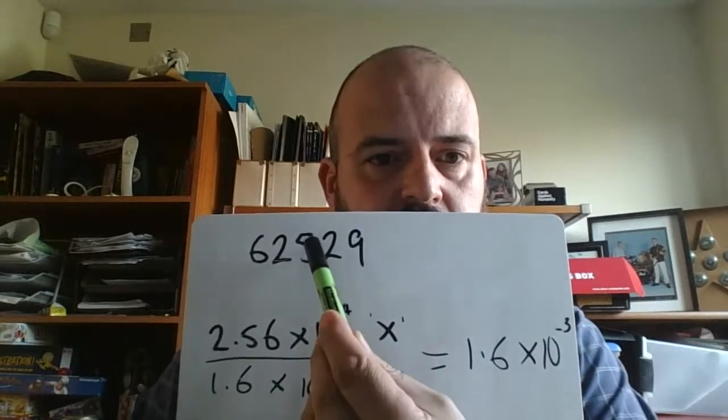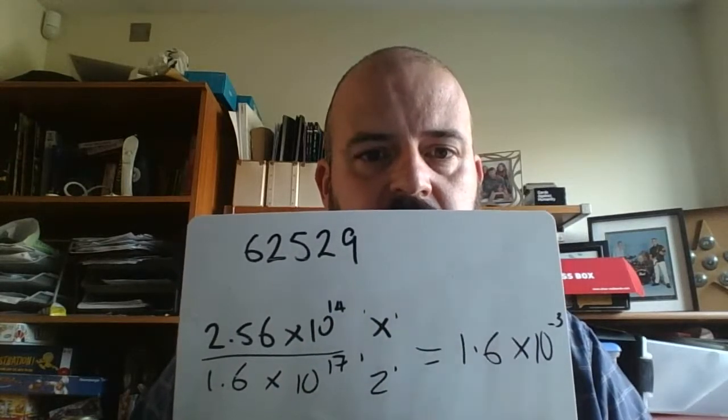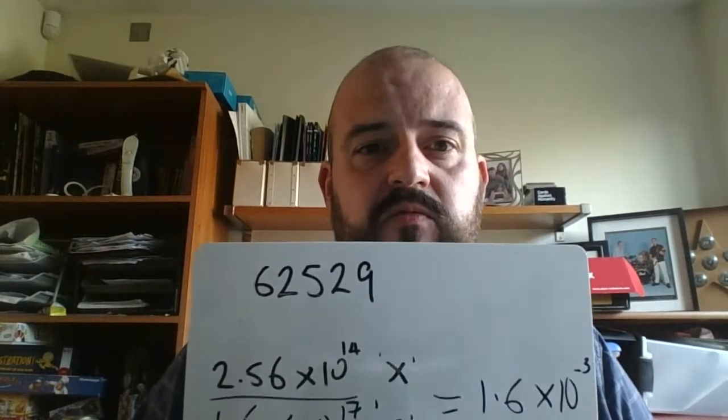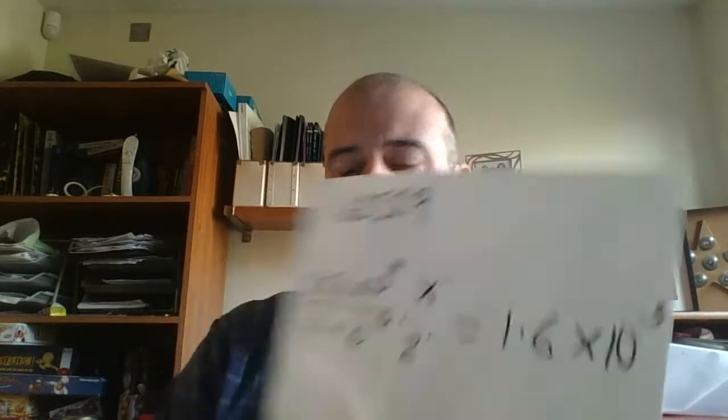Now I want to put this over this, okay, and that will give me the ratio of the area. Let me write that out. So that's 62529 over 1.6 times 10 to the minus 3.